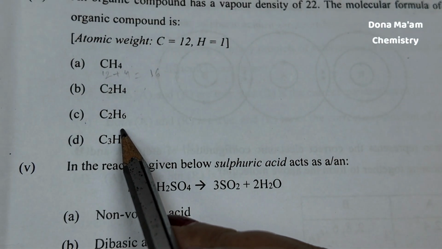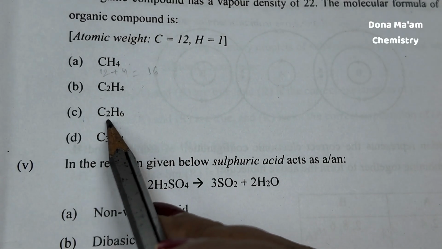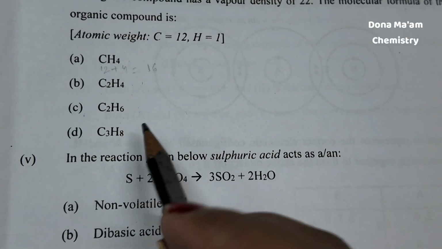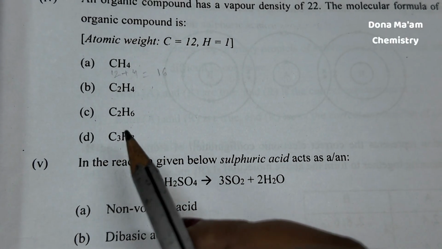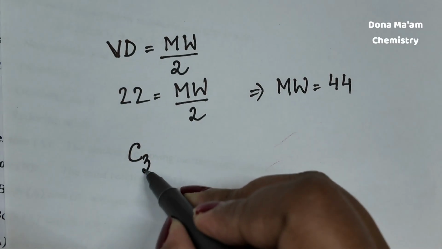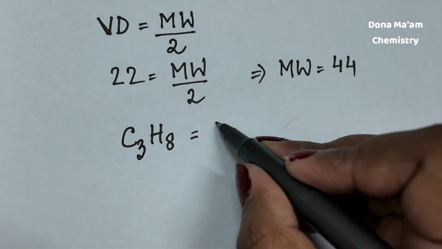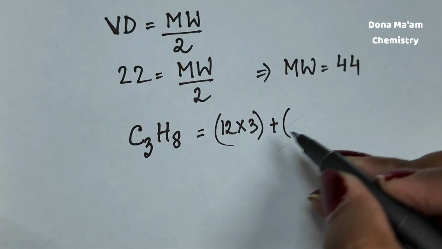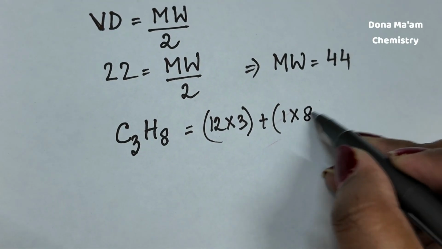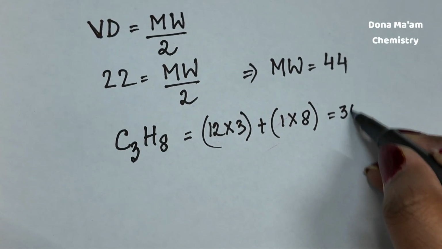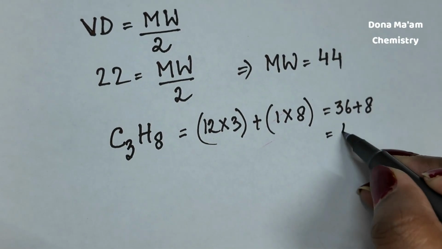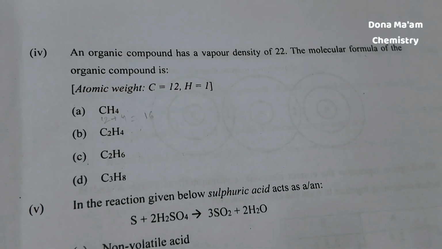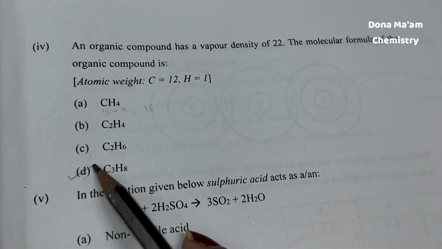Then this comes ethane. Ethane is 12 into 2 plus 6. So 30. And here comes propane. So in case of propane, C3H8, carbon is 12 into 3 plus hydrogen is 1 and there are 8 atoms of hydrogen. So 36 plus 8 comes 44. So propane will be the answer, option number D.